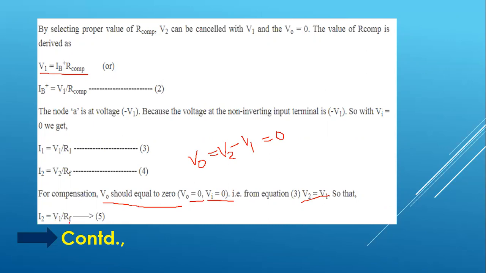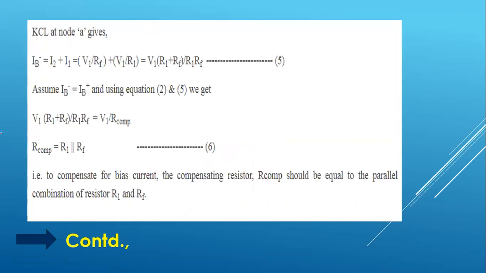Hence, you can write V2 equal to V1, so that you can express I2 equal to V1 by RF. Now, if we substitute V1 in this equation, that is, IB plus into R compensation, you will be getting I2 equal to V1 by RF plus I1 equal to V1 by R1. If you take V1 as common, you will be getting (R1 plus RF) by (R1 into RF). So this is the IB minus equation.